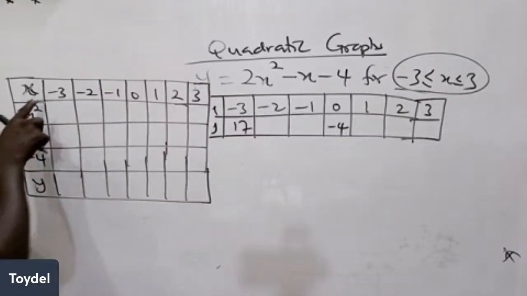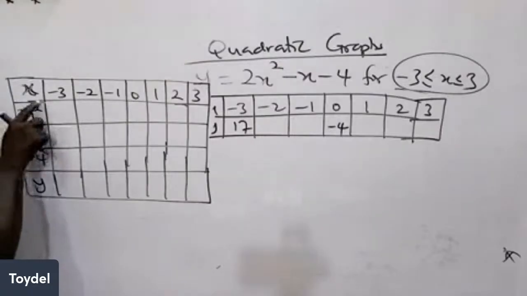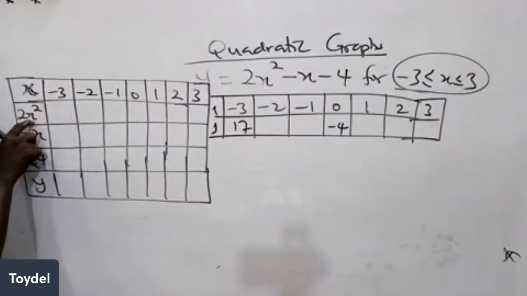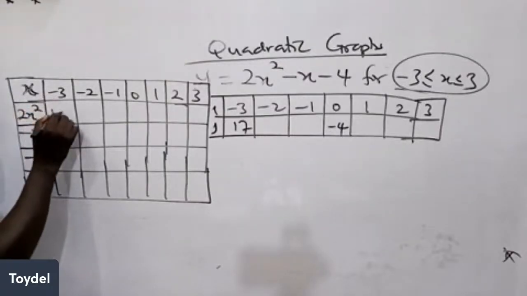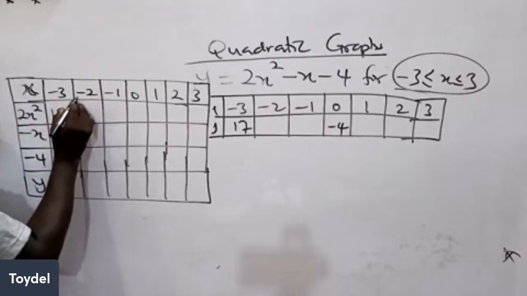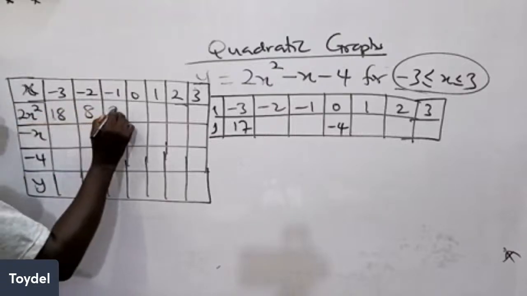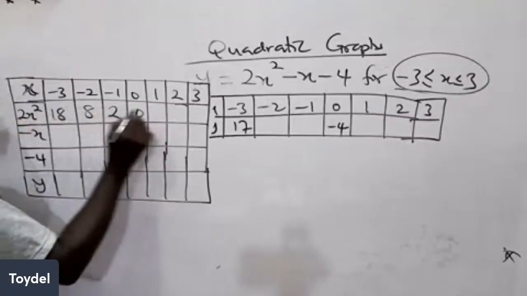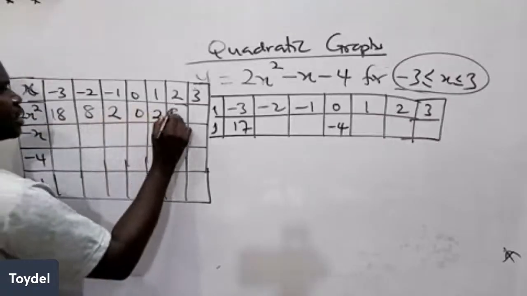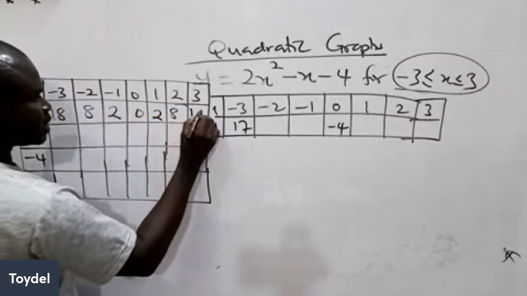So in this case now, for x, we have 2x squared. Here x is -3. -3 times -3, that's 9. 9 times 2, 18. Here x is -2. -2 times -2 is 4. 4 times 2, 8. Here is 2. Here is 0. This is 2. This is 8. And this is 18.